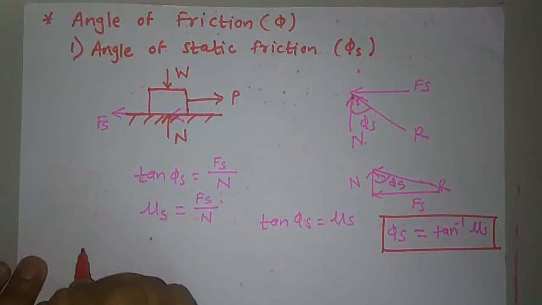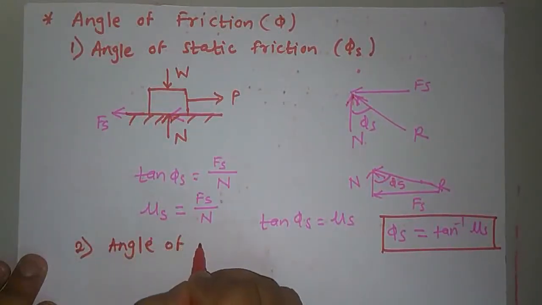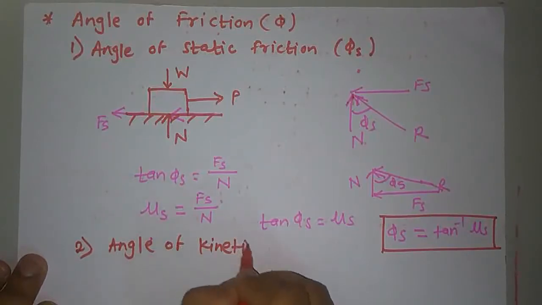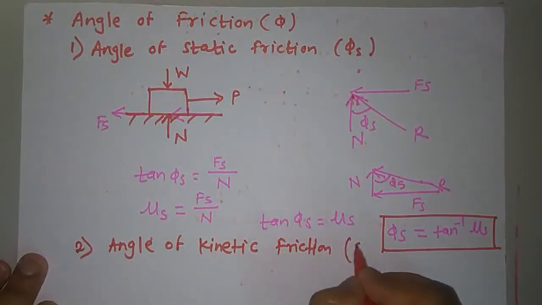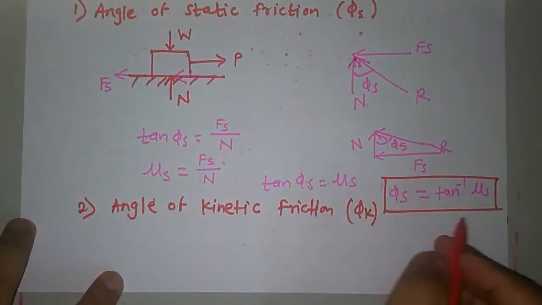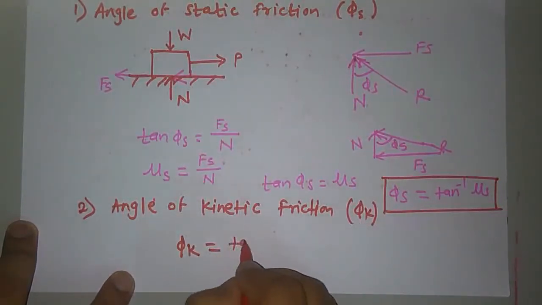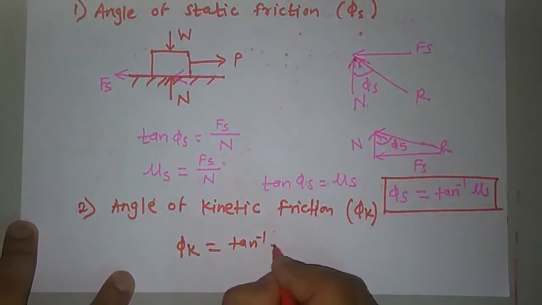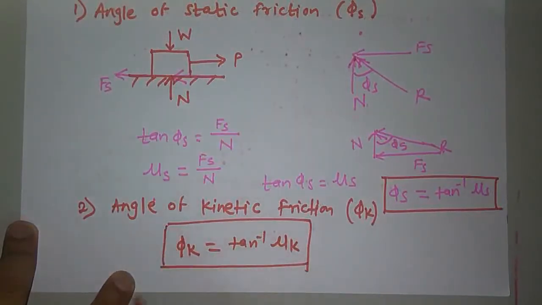And now the second, angle of kinetic friction or dynamic friction, and this we denote by phi k. Same thing we can write with respect to angle of static friction. That is, here phi k, the angle of kinetic friction, is equal to tan inverse, and instead of mu s we write mu k, that is coefficient of kinetic friction. So this is our angle of kinetic friction.